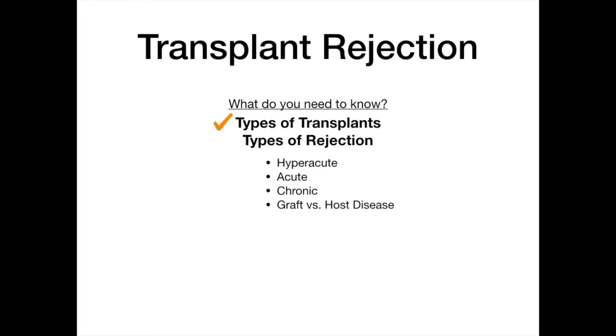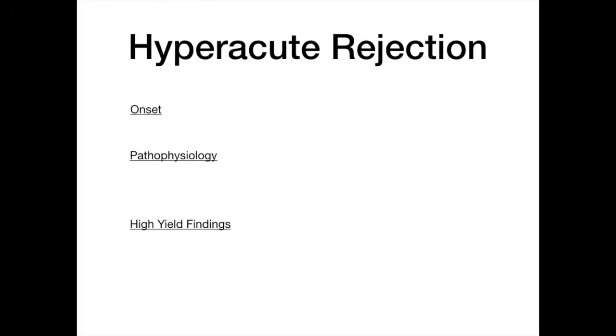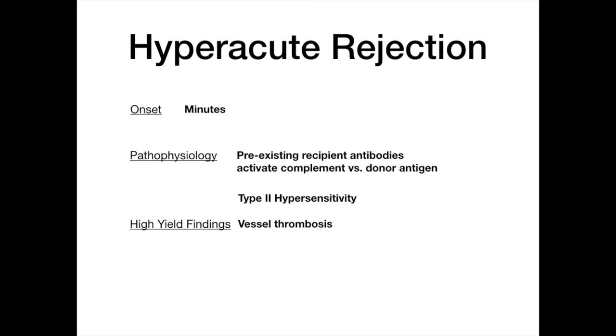We're going to start with hyperacute. We'll just work our way down. So hyperacute rejection, actually, let me pause for a second. With all of these, you need to know the onset. So like what time frame do these happen in? The pathophysiology and the high yield findings. So that's how I'm going to organize these slides. So for hyperacute rejection, the onset is within minutes.